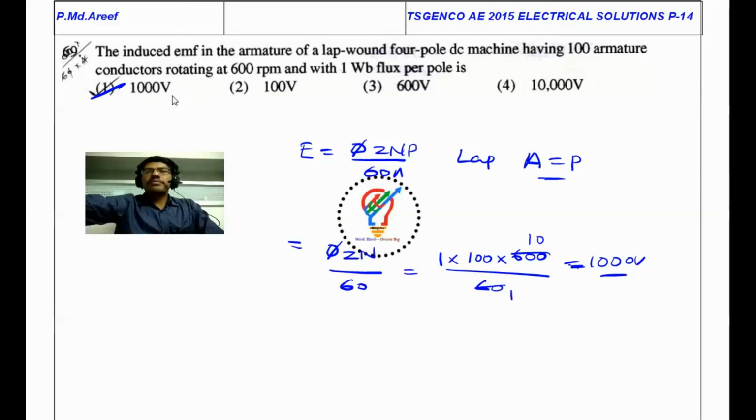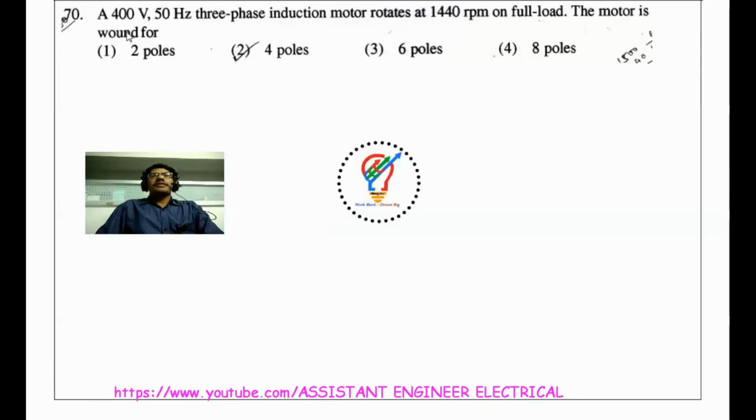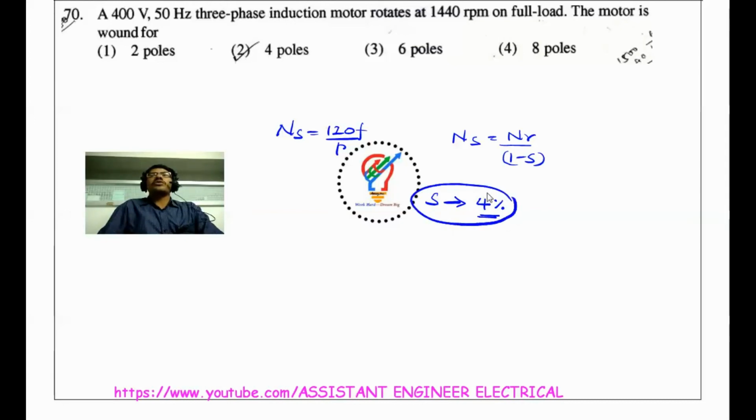Next question: a 400 volts 50 Hz 3-phase induction motor rotates at 1440 RPM on full load. The motor is wound for how many poles? In the given problem, we will use two formulas. The first one is Ns = 120f/P. Another formula is Ns = Nr/(1 - S). Generally, the induction machine's slip is in the range of 4%, so based on this assumption only, we will solve this problem.